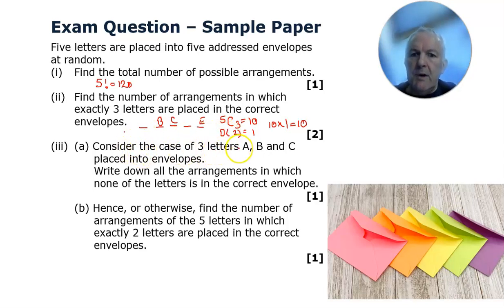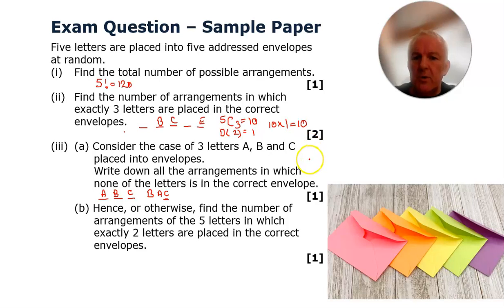Consider instead the case of 3 letters, A, B, and C, placed in envelopes. Write down all the arrangements in which none of these letters is in the correct place. All right, we've got A, B, C only this time. We've got 3 letters. So I suppose A, B, C is a good place. They are all in the right place. But did we do one of these before? B, A, C would also be, well, that's no good because the C is good.